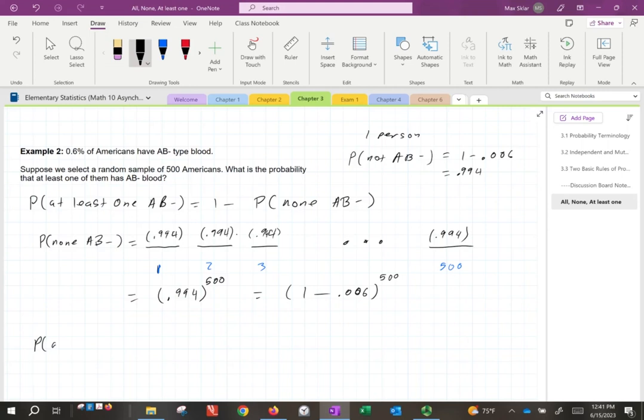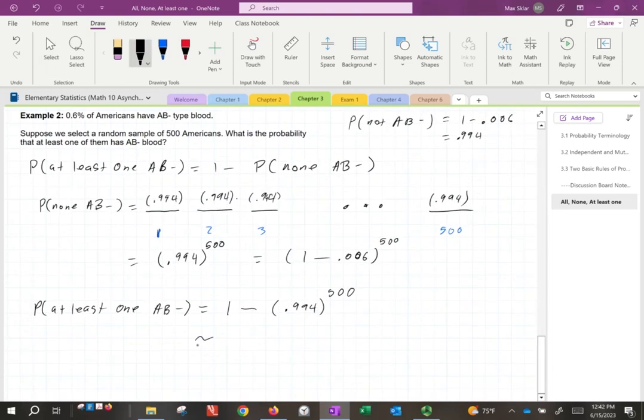Now, the probability of at least one AB negative person in our sample is going to be 1 minus 0.994 to the 500th power. The 0.994 is the probability that one randomly selected person doesn't have AB negative blood. The 500th power is because we are selecting 500 people. And this is where I have 0.95066. So there's a pretty high probability, even though AB negative is rare.